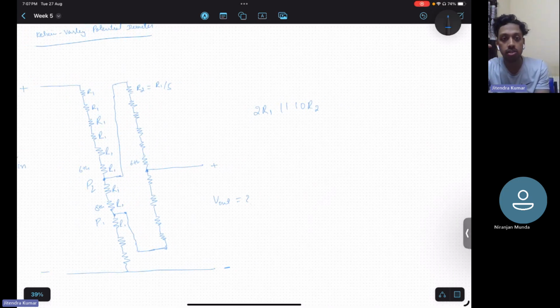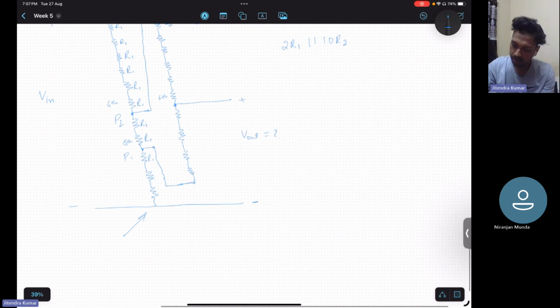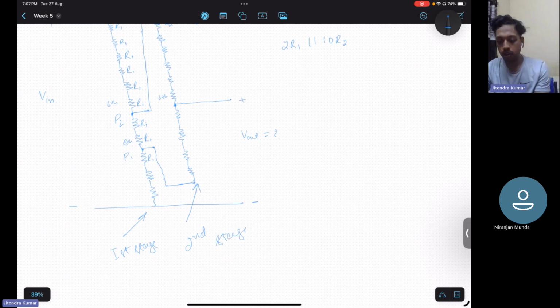then the equivalent resistance of the first stage will be 9R1. This is the first stage, and this we are calling the second stage, because these two R1 are in parallel with the second stage 10R2. Hence, there are 9R1 that are left.